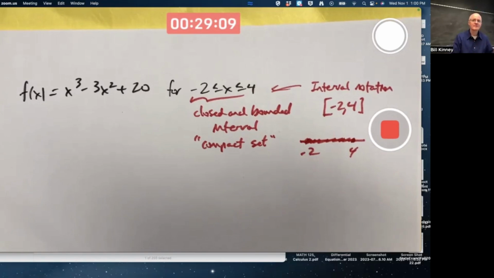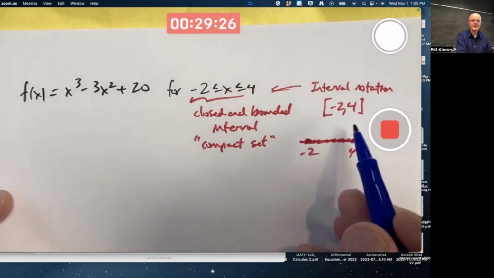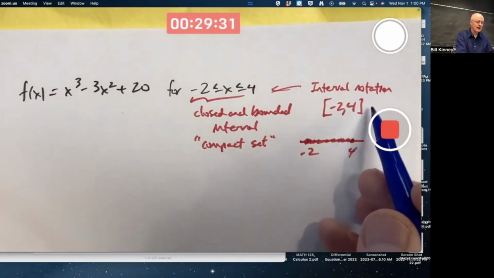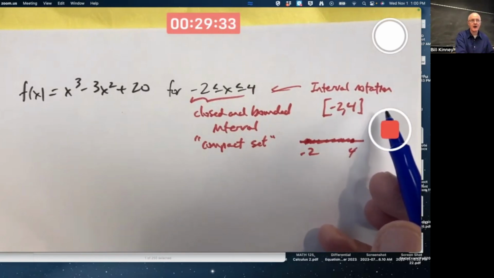Question? Is there a way to do it with like union? The question was, can you make a bigger interval that's also closed and bounded, meaning union this with other disjoint intervals like from 8 to 16 or something? And the answer is yes, you can.